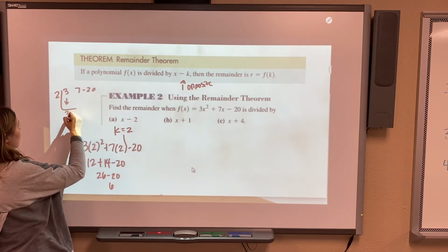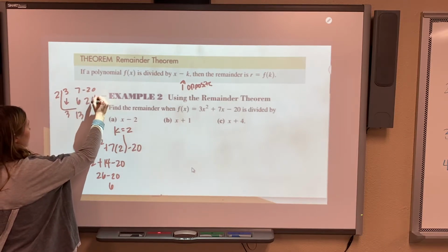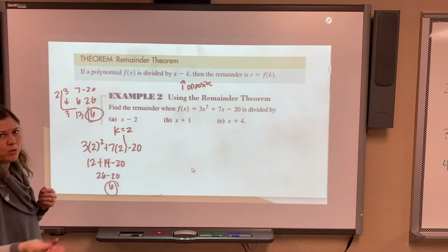Okay, so here, if we divided by your 2, then we get 3, 7, negative 20. We bring down our 3, that would be 6. We bring down our 13. Okay, that would be 26. We've got straight down 6. Oh look, your remainder is 6. So that's all we're looking for.